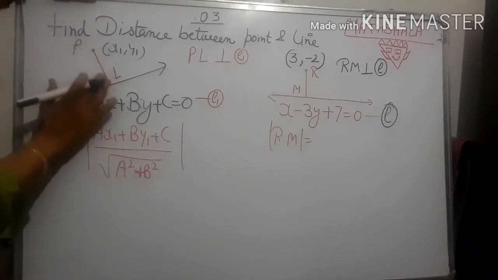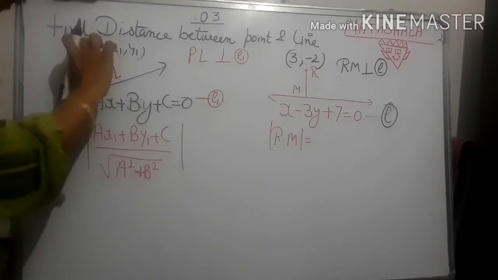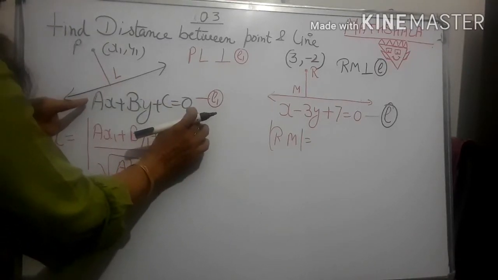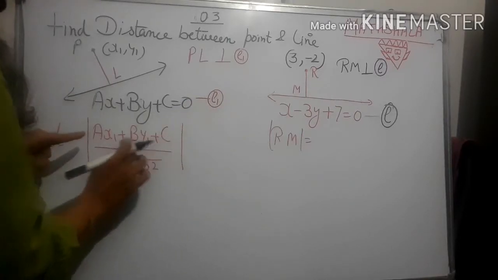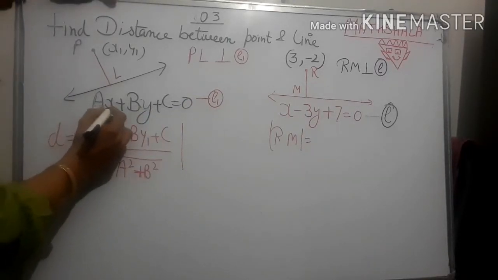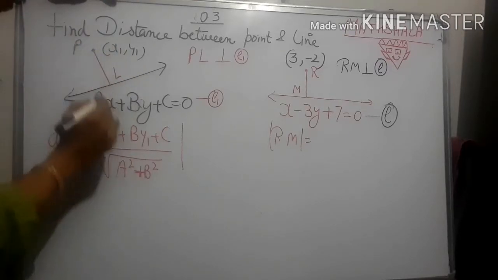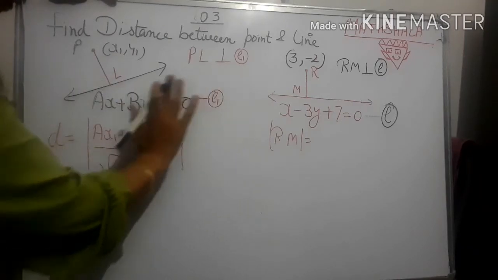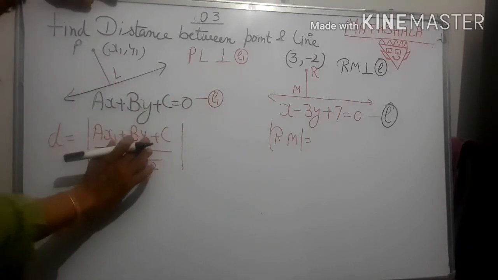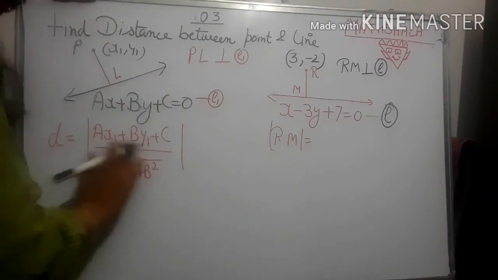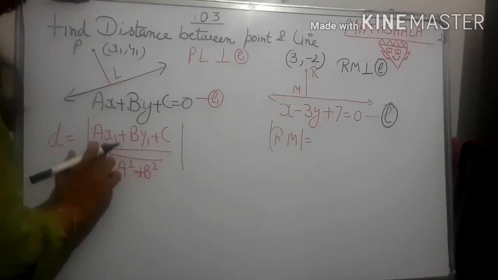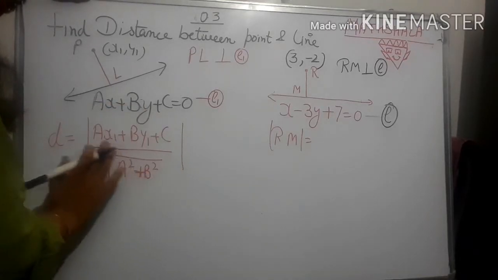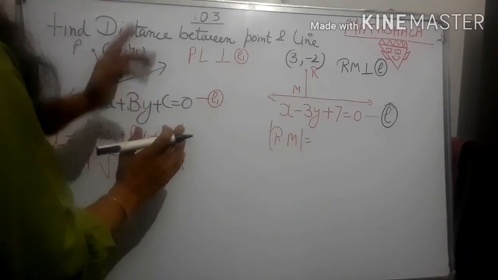What is PL? How much is PL? I have denoted this distance PL by D, and what is this distance? Whatever the general form of the equation of the line given to us, write it in this manner. Replace x by x1 with this point and replace y by y1, and then the rest is the same: a x1 plus b y1 plus c as it is, divided by the square root of the square of the coefficient of x plus the square of the coefficient of y. This is the way to get the distance between a point and a line.